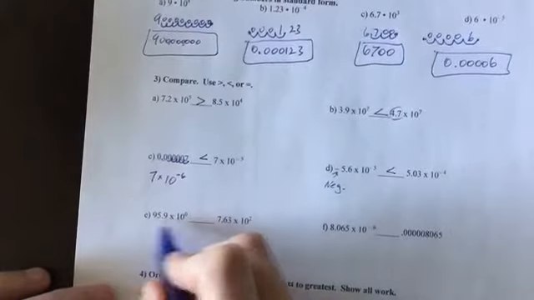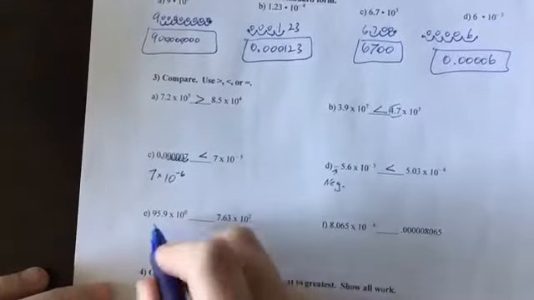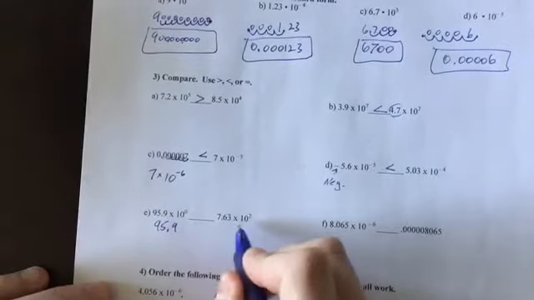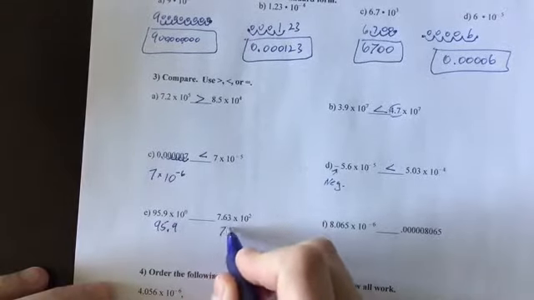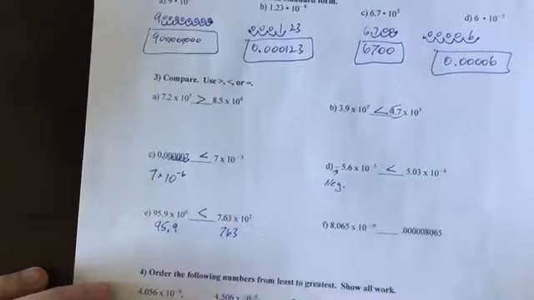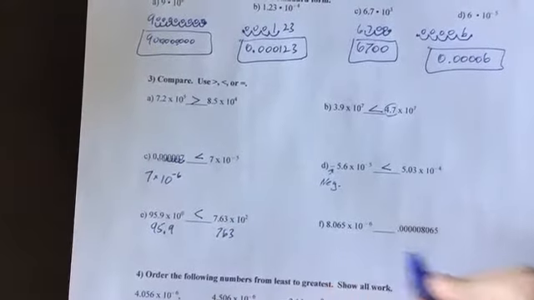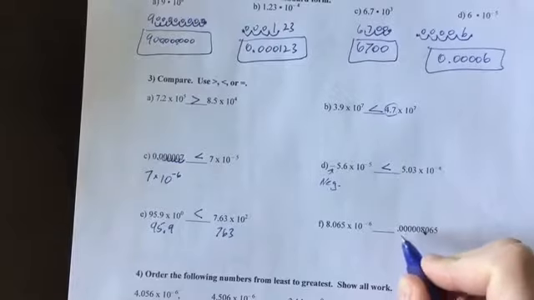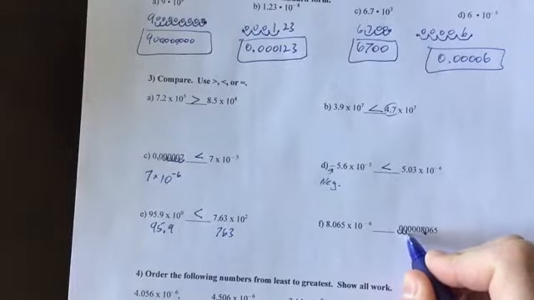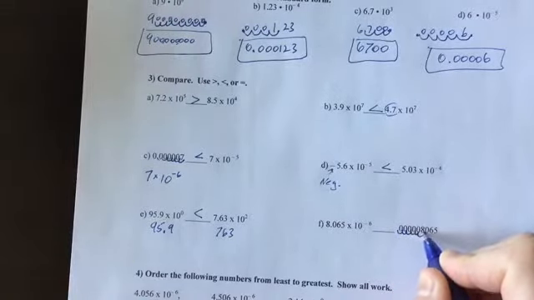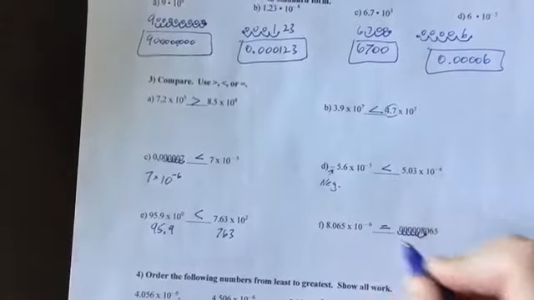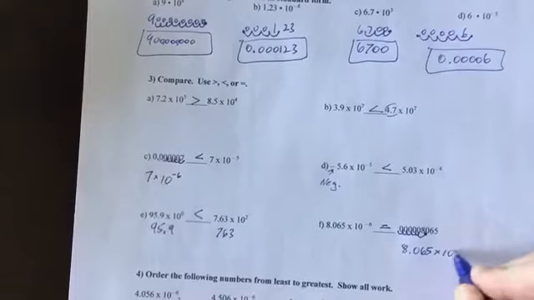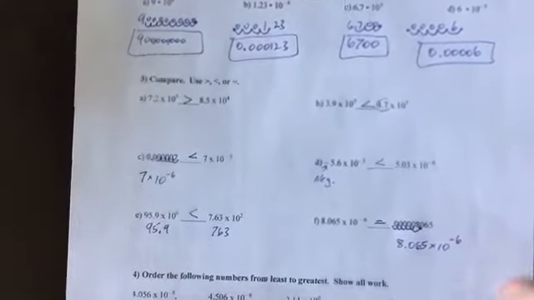Okay. E, 95.9 times 10 to the 0, right? That's just going to be 95.9. 7.63 times 10 squared, that's going to be 763. Okay. And then here, 8.065 times 10 to the negative 6. Let's see. That's where our decimal would be. 1, 2, 3, 4, 5, 6. So they're going to be equal. That would also be 8.065 times 10 to the negative 6th.